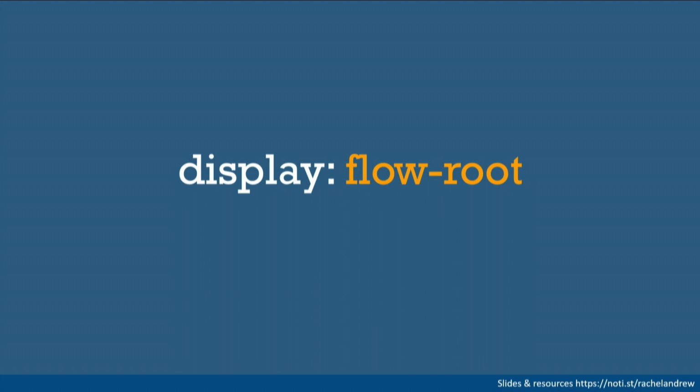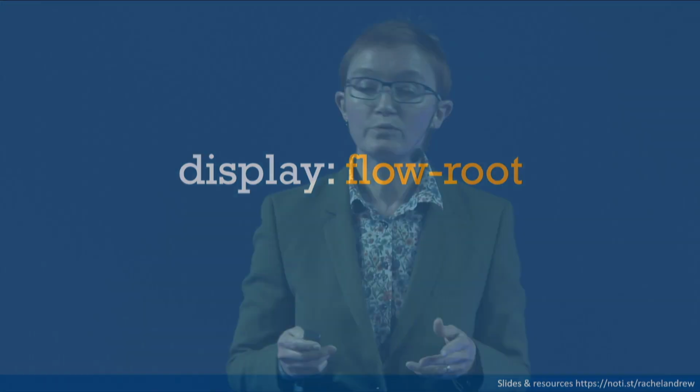And we've got this newish value of flow-root in the 2-value world, that would be block flow-root, and that causes the containing block to wrap the image and the text. And that does it by creating a new block formatting context. So just like the page, it's like a mini layout inside your layout that contains everything inside it.